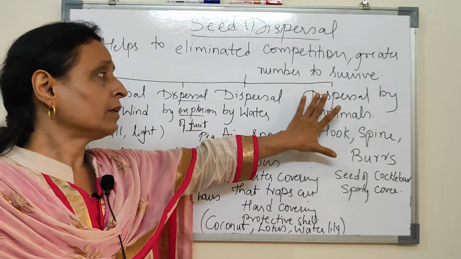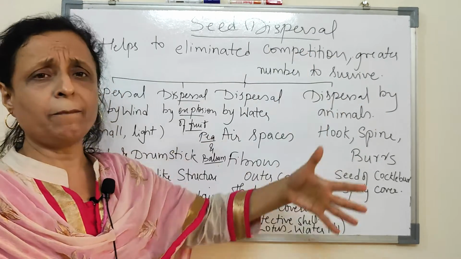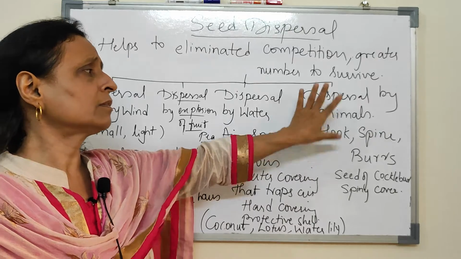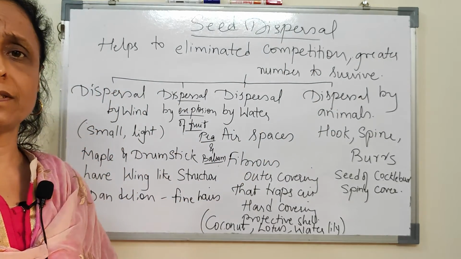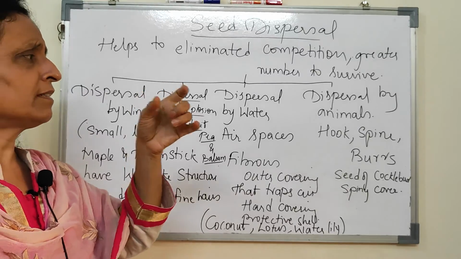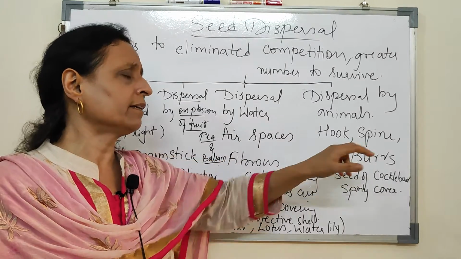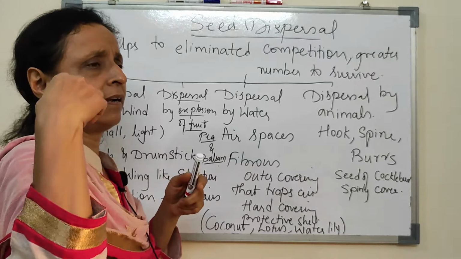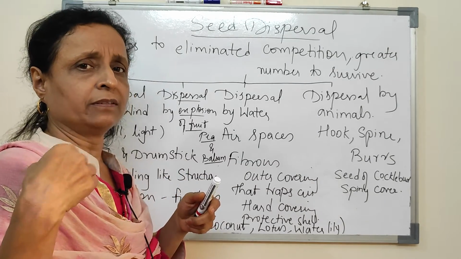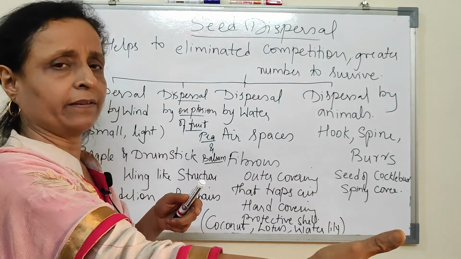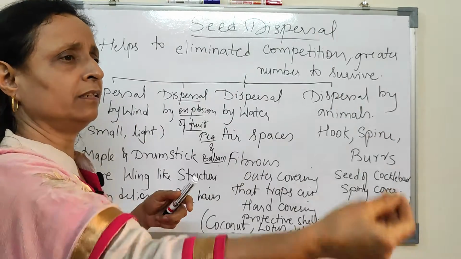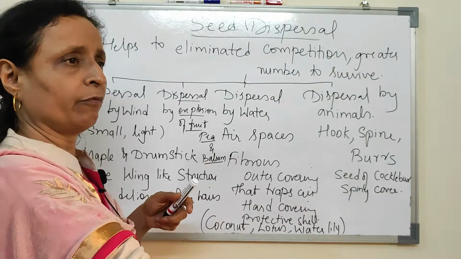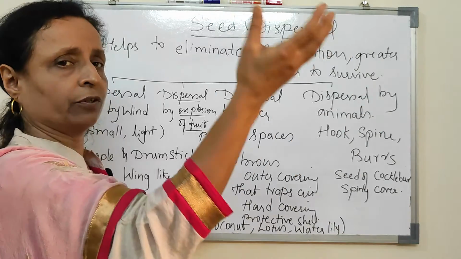Now, for bigger plants, the most important is dispersal by animals. Now, small seeds with hooks, spines. You can see kata type of seeds are there. They'll get attached to the fur of the animals and they'll be carried to another place. They'll fall off, they'll get water, warmth, soil, and they'll germinate.